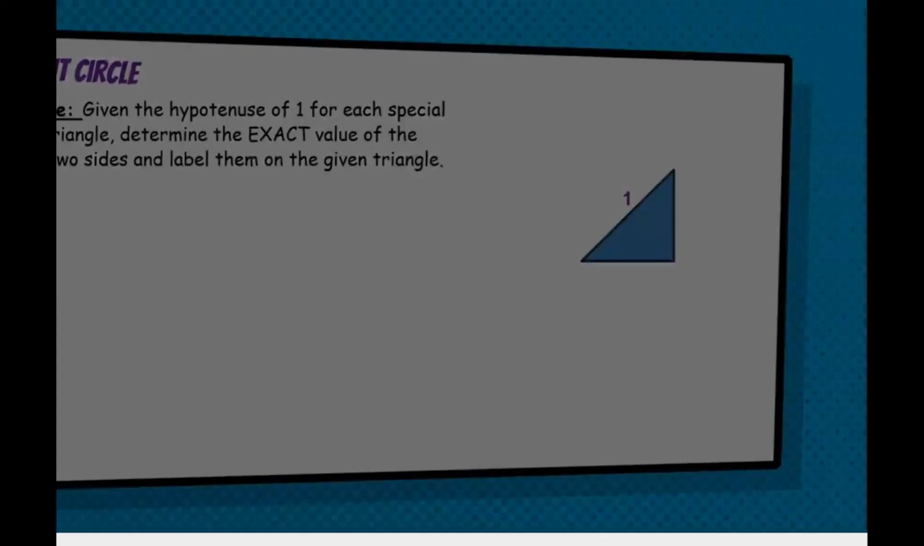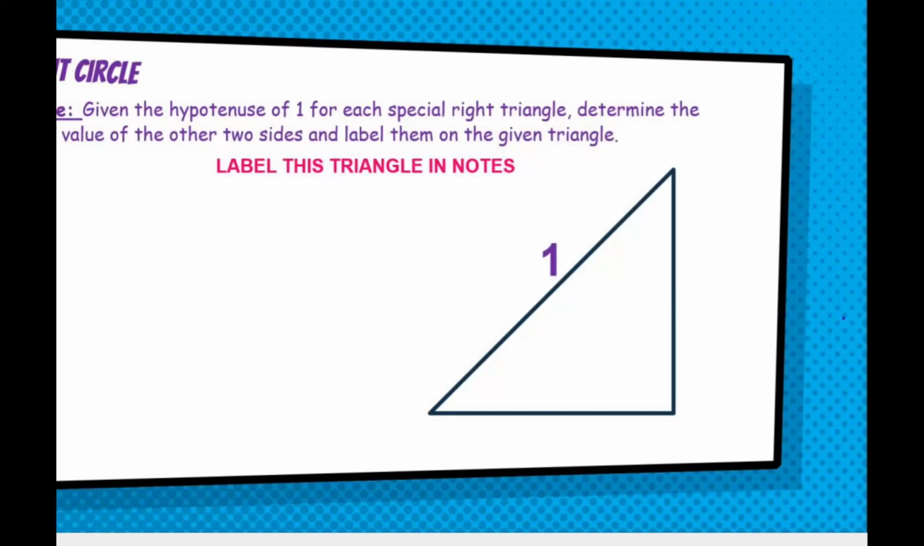So I'm going to make this a little bit bigger. Now this is in your notes, so I want y'all to label this. Given the hypotenuse of 1 for each special right triangle, we're going to determine the other 2 sides and label them on the given triangle. We just got done doing this with our special 45, 45, 90 and 30, 60, 90. Since this is a 45, 45, 90, we need to understand those ratios, right? We're given these 2 sides are A, and then this would be A times the square root of 2.